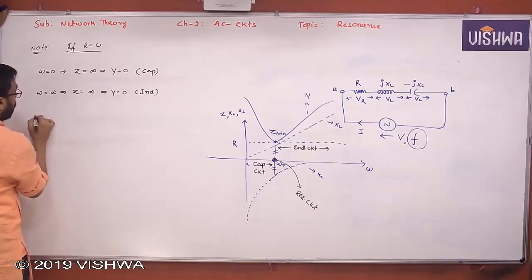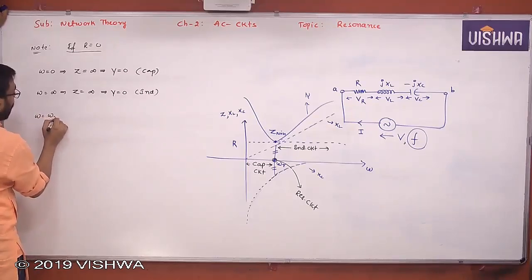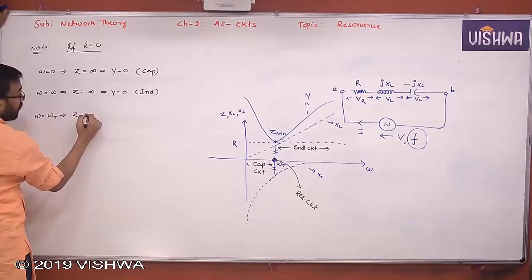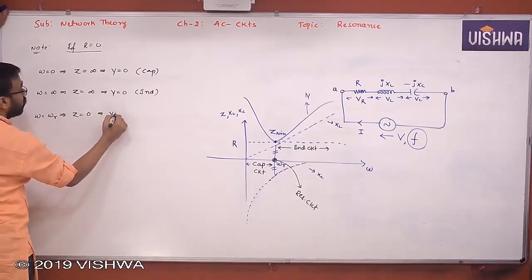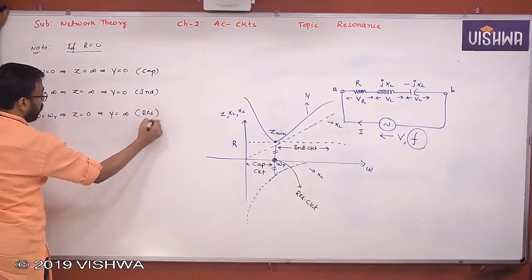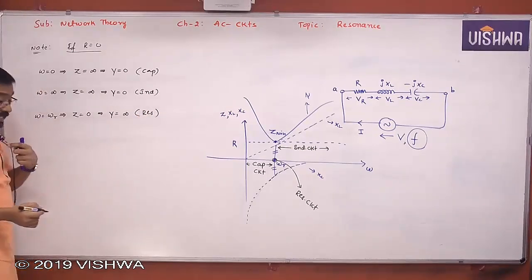Inductive. When omega is equal to omega R, Z becomes what? Because R is 0, actually Z is equal to R, but R is 0. So Z is 0. Then Y becomes what? Infinity and behaves like what? Resistive circuit. Is it clear all of you?